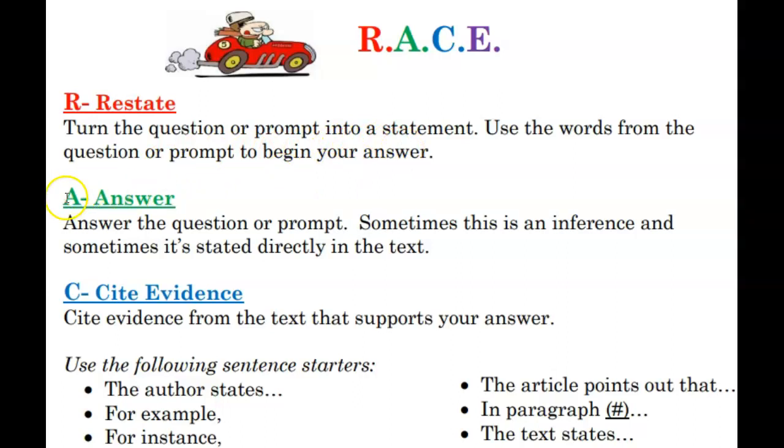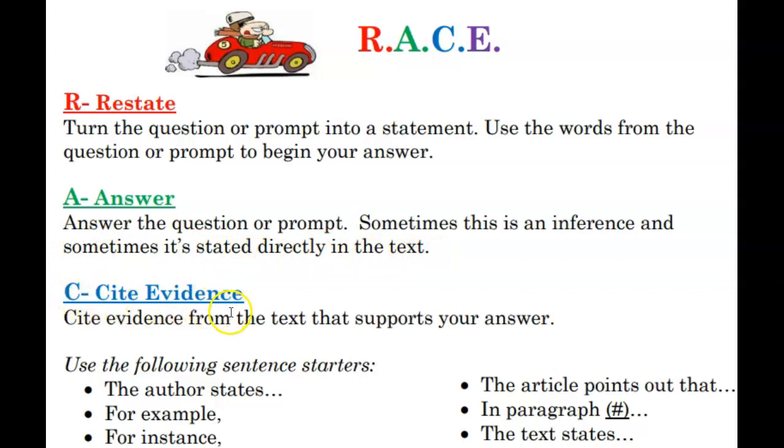A means your answer. That's basically based upon the question, what did you come up with? What is your conclusion? Answer the question or prompt. Sometimes this is an inference, and sometimes it's stated directly in the text. An inference means you have to take the information from the text, look at what the author is saying, and come up with your own answer. So you have to take the information from the text and guess about what the answer is. And sometimes the answer is just right there in the text, so you can find it.